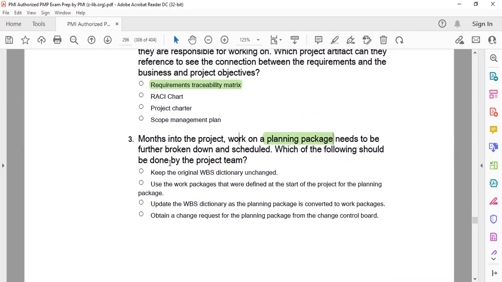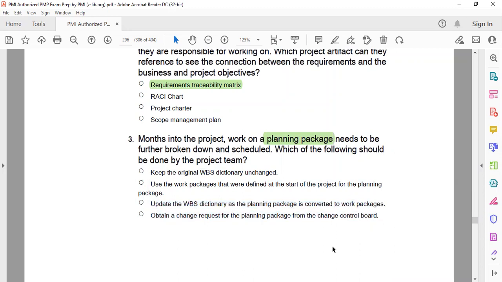So months into the project, work on a planning package needs to be further broken down and scheduled. Which of the following should be done by the project team? This answer can never be the right answer: keep the original unchanged. Use the work packages that were defined at the start of the project for the planning package. Update the WBS as the planning package is converted into work package. Obtain a change request for planning package for the change control board.